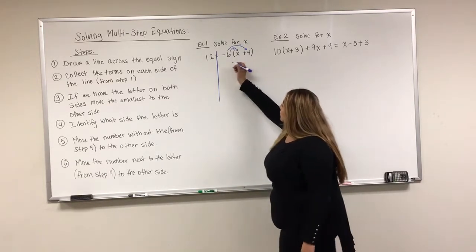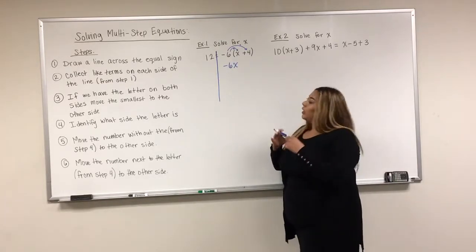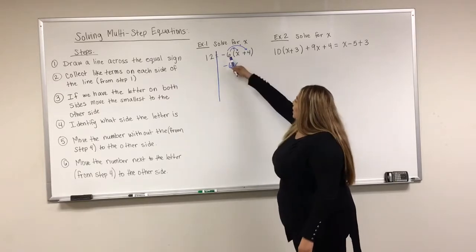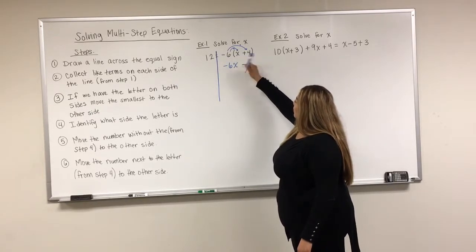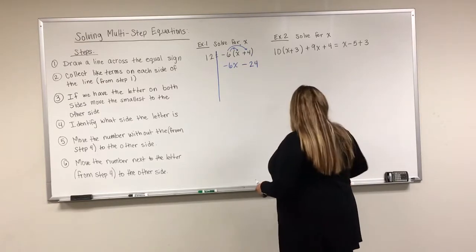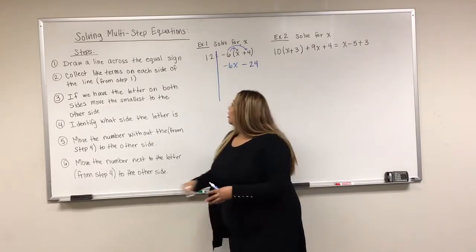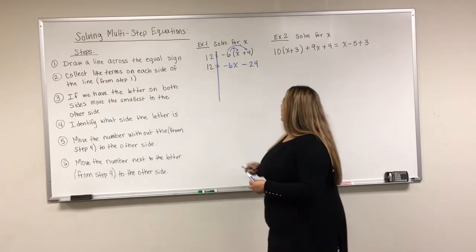-6 times x, just put them together whenever you have a number and a letter. We're going to put them together to get -6x. -6 times 4, a negative times a positive will be a negative, and then 6 times 4 gives us 24. On the other side, we're just going to drop it down. The 12 we didn't touch it, so just bring it down.